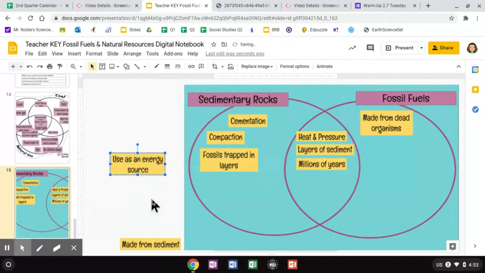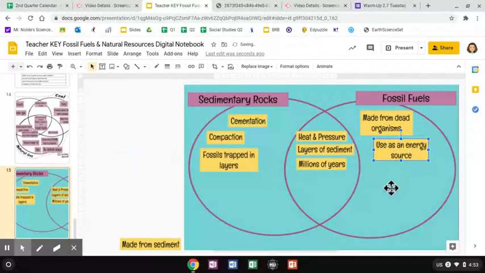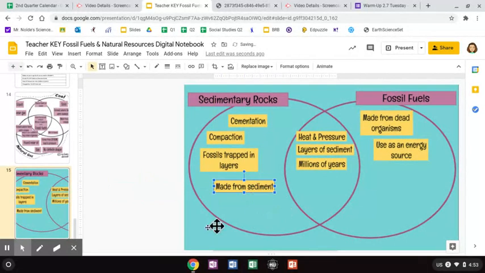Used as an energy source. So this would only be fossil fuels. We cannot burn sedimentary rocks for energy. And made from sediment would be sedimentary rocks.